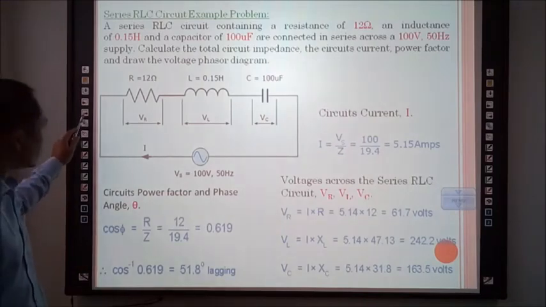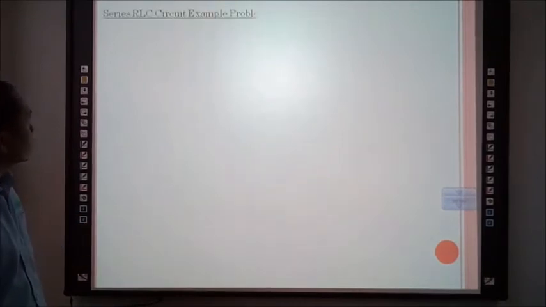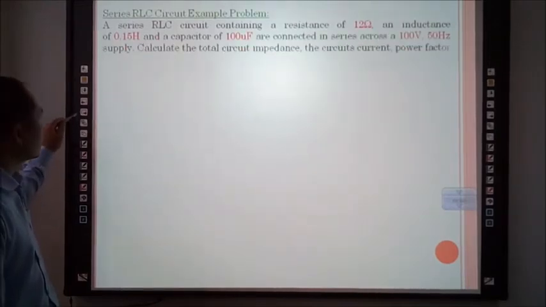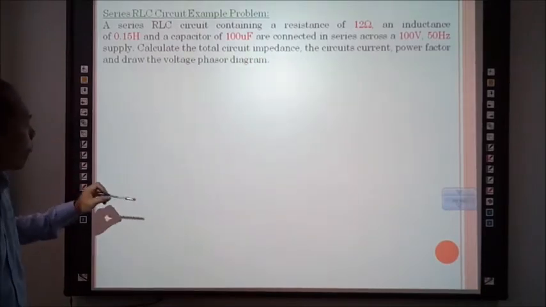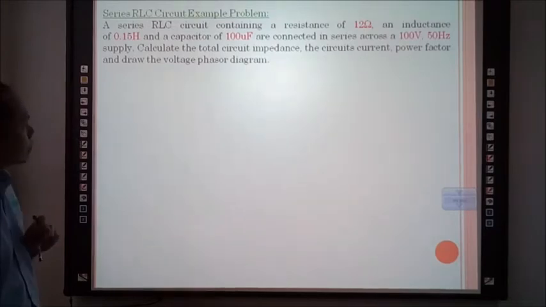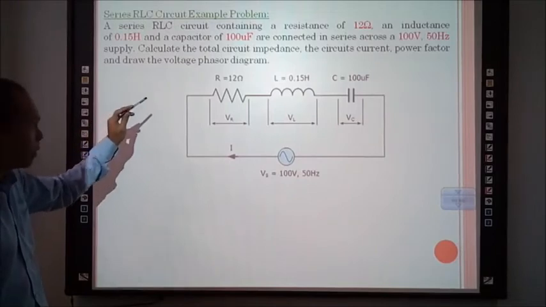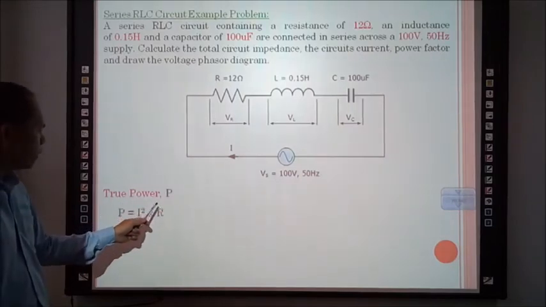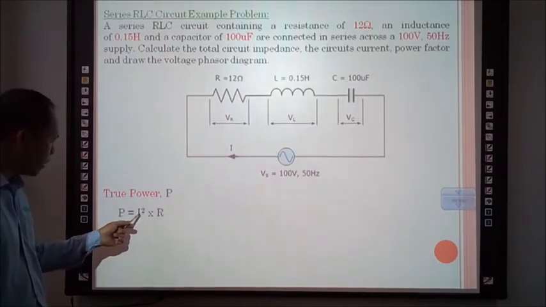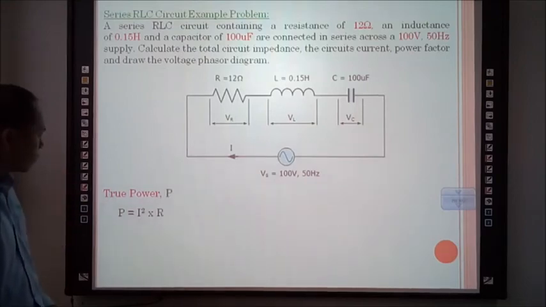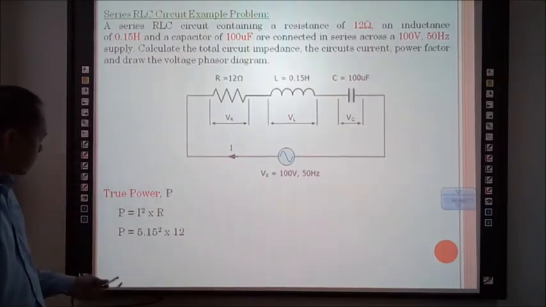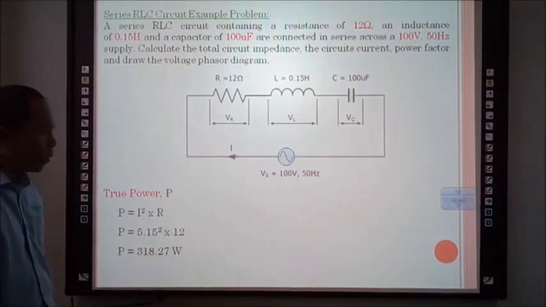Okay, next, how to solve for the power. Same problem, but this time we are going to solve for the true power. True power is equal to I squared times R. So we substitute I is equal to 5.15 squared times 12, the power is equal to 318.27 watts.